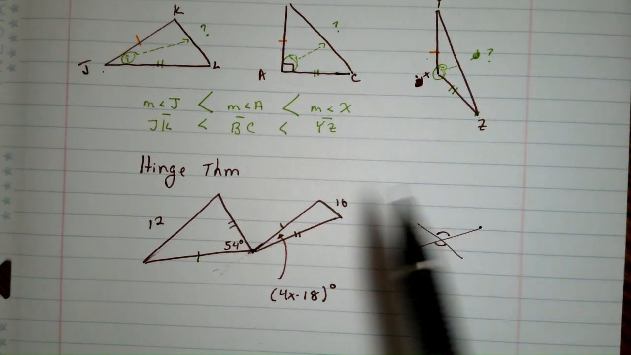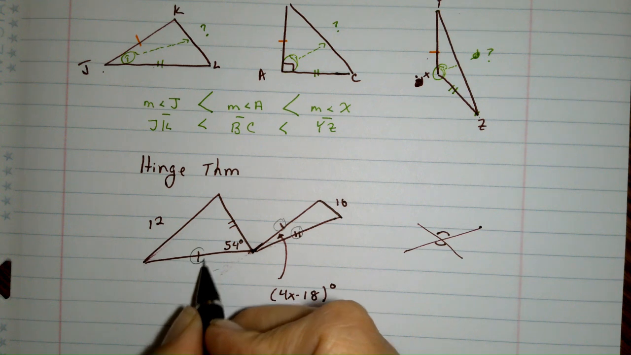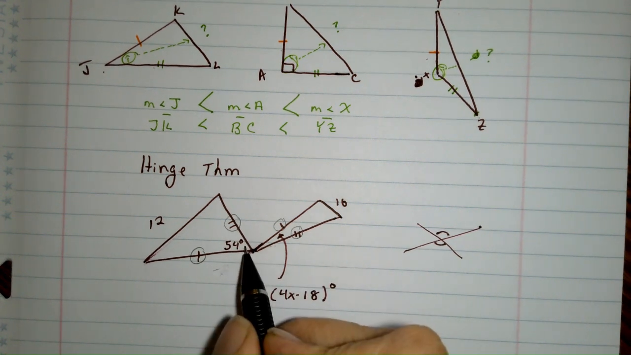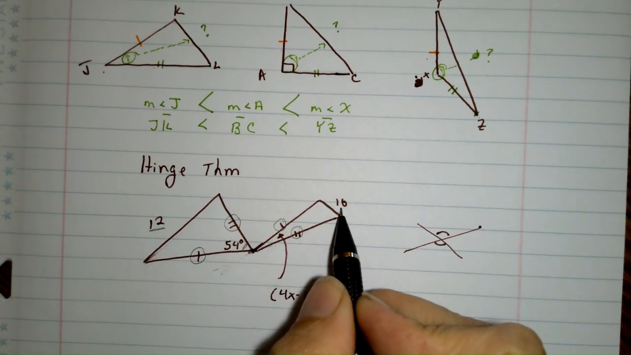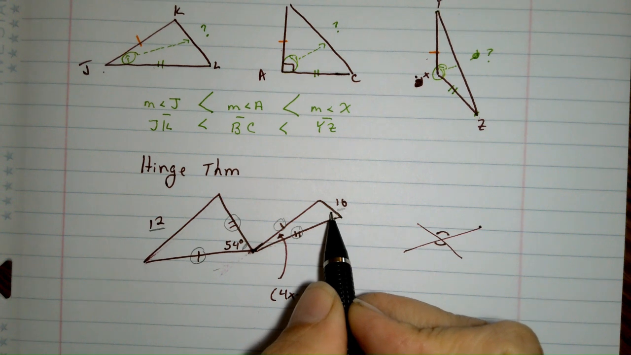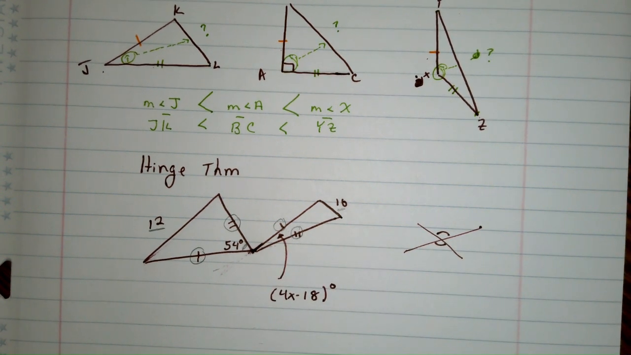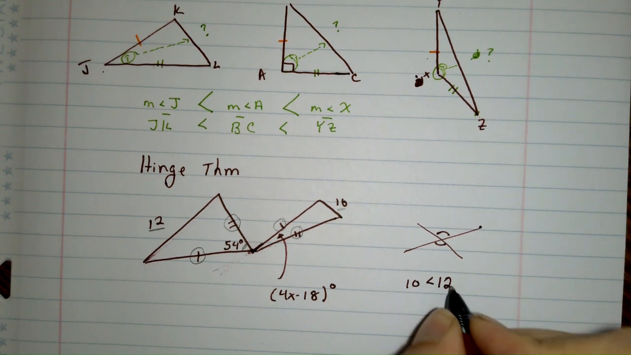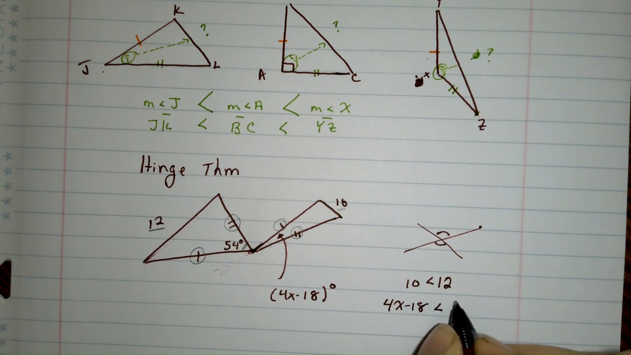Okay, but what I do notice is that this side and this side are consistent with this side and this side. And I know that this opens up to a mouth of 12, and this opens up to a mouth of 10. So this mouth isn't opening as wide because 10 is smaller than 12. So since 10 is smaller than 12, we can say 4x minus 18 is less than 54.